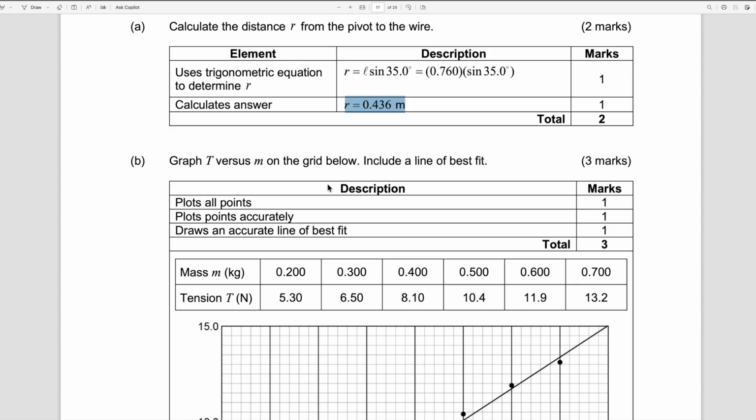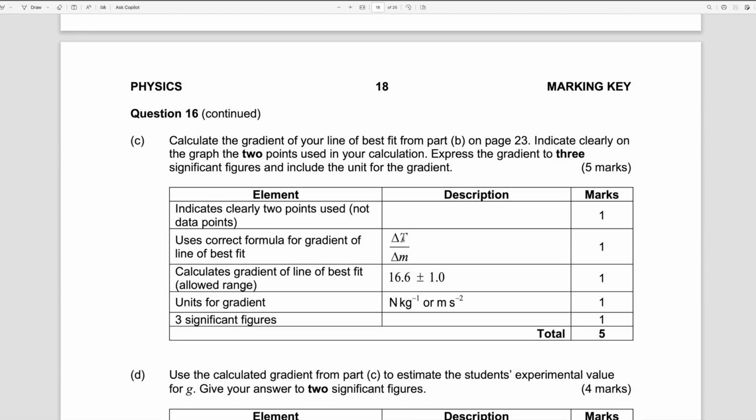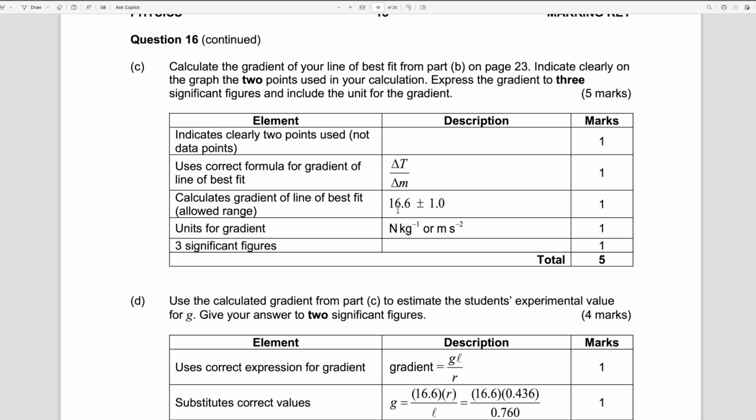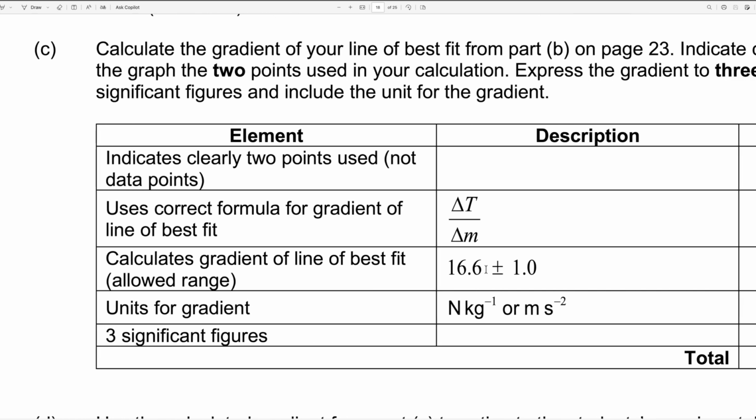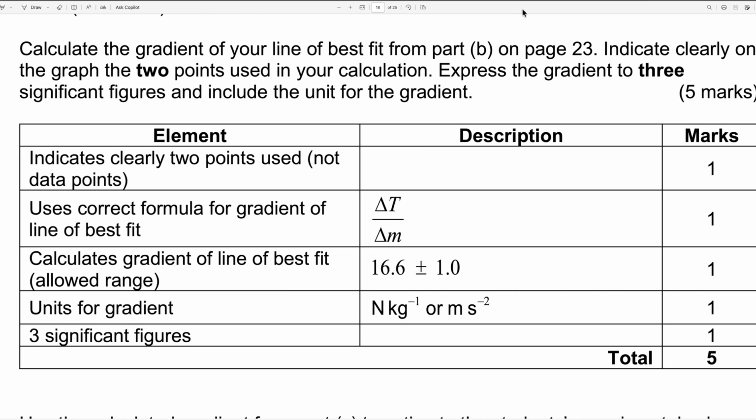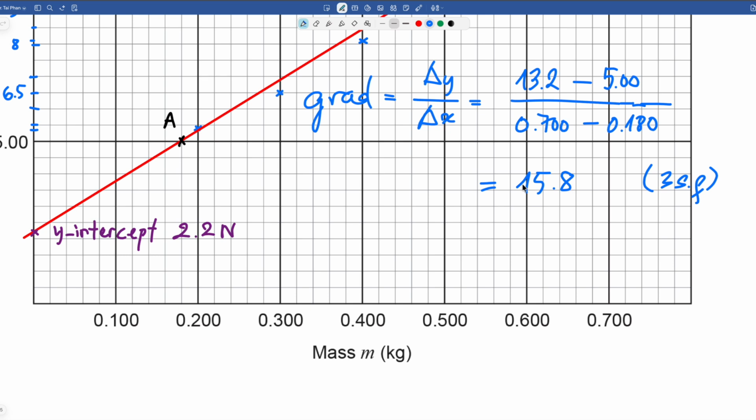Okay, let me check the mark scheme. Of course, if you provide a range, it will give a range of 16.6 plus or minus 1. Plus or minus 1 means the minimum will be 15.6 and the maximum is 17.6. So the value that I calculated here agrees, it is in the range provided by the mark scheme.